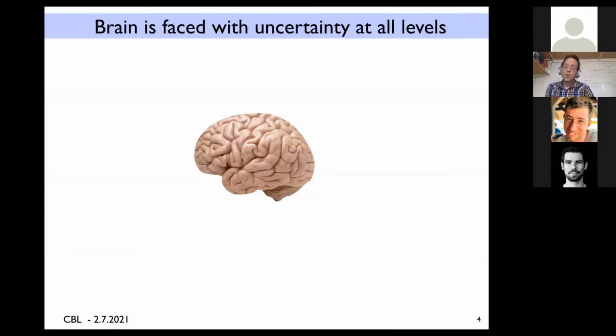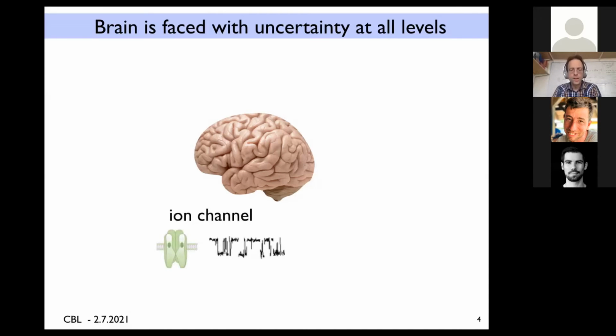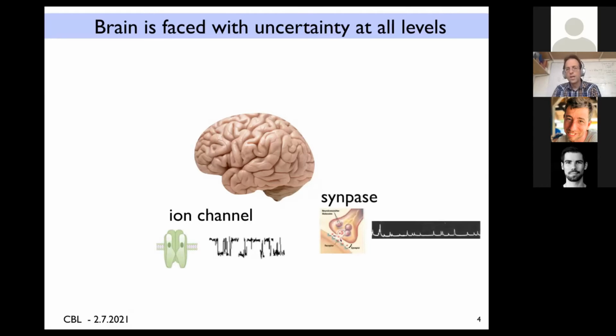Yes, so the brain is faced with uncertainty at all possible levels. It's faced with ambiguity and uncertainty at all possible levels. Ion channels are very noisy. They stochastically open and close.